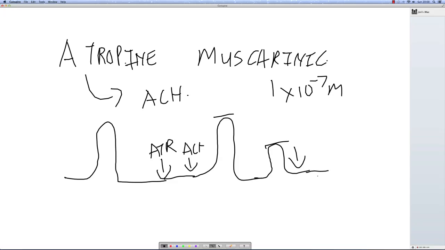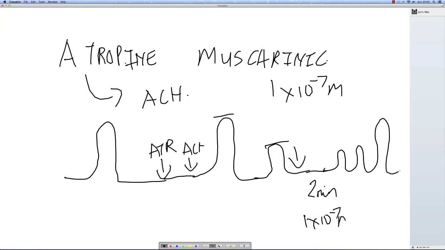You should always remember that atropine is competitive, so once you've got the inhibition, we want you to get the response back to ACH. So you need to go back into doing 2-minute dose cycles with ACH at 1 times 10 to the minus 7 until the response comes back. And this might take quite a few 2-minute cycles before you actually see it. Once you've got it back, that's the experiment finished.